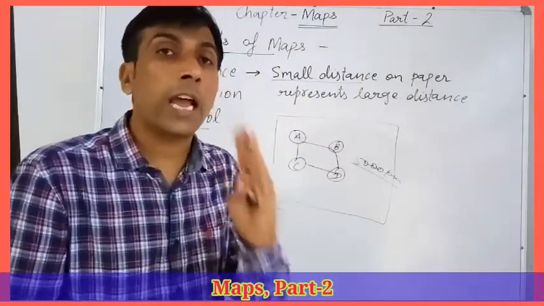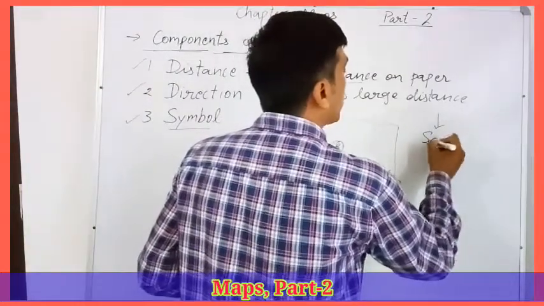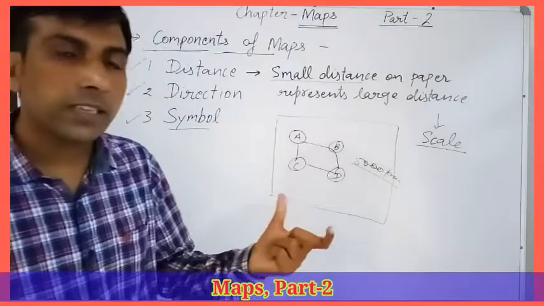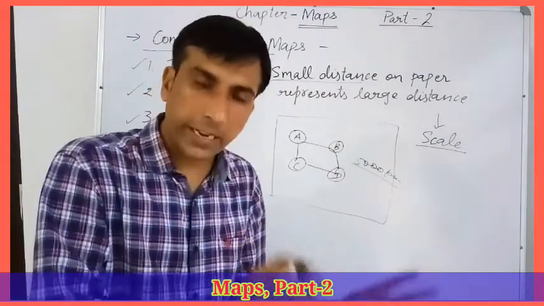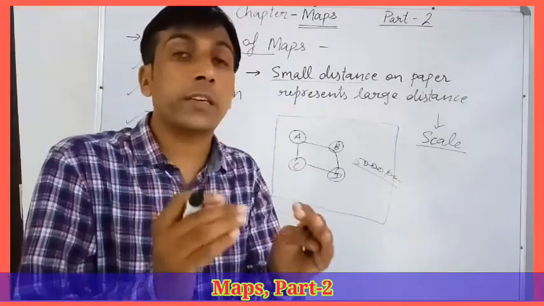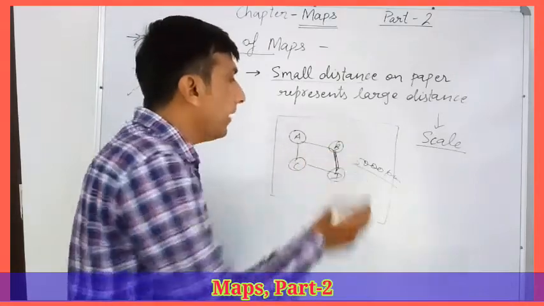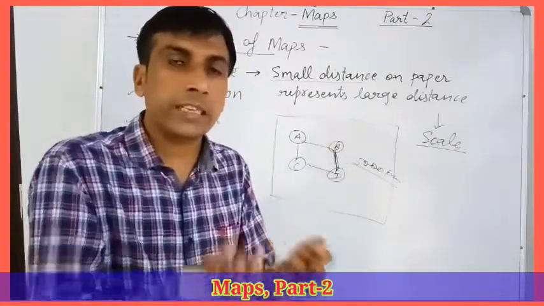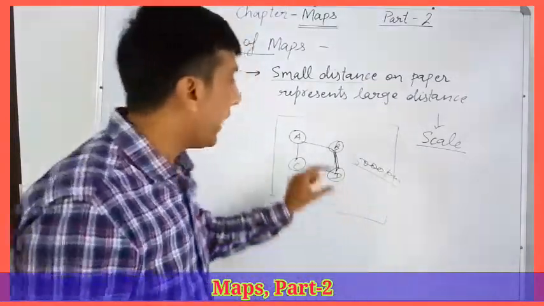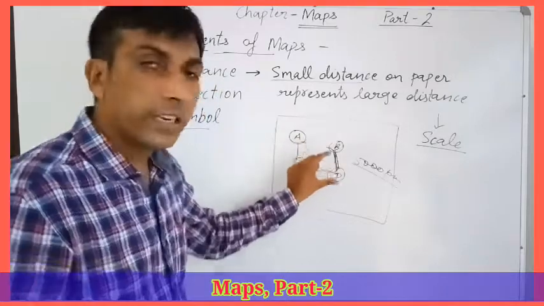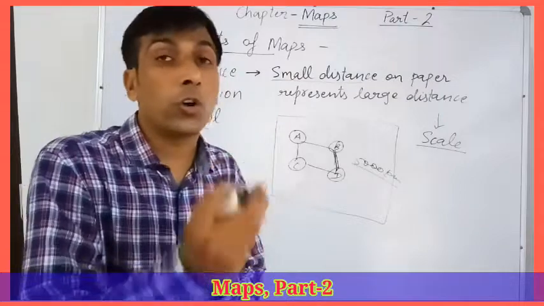How? With the help of a scale. So what is scale? Scale is the ratio that shows the relation between the actual distance on the ground and the distance on the paper. So this is the ratio that shows the actual distance between the countries, between different places on the ground, and the distance shown on the map.